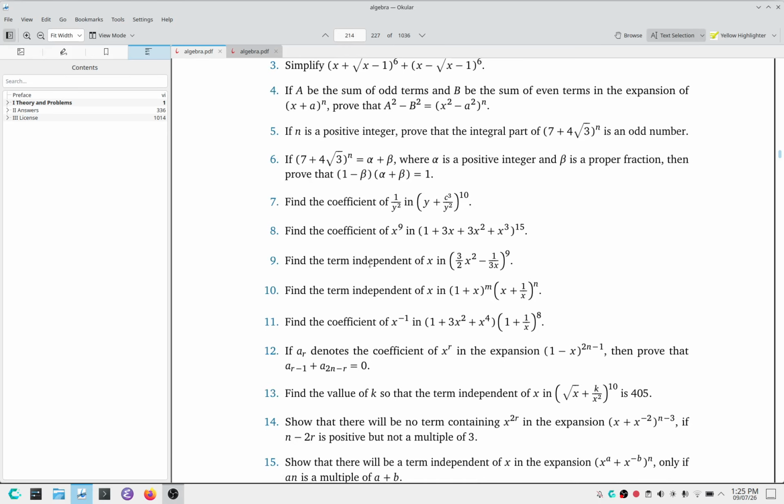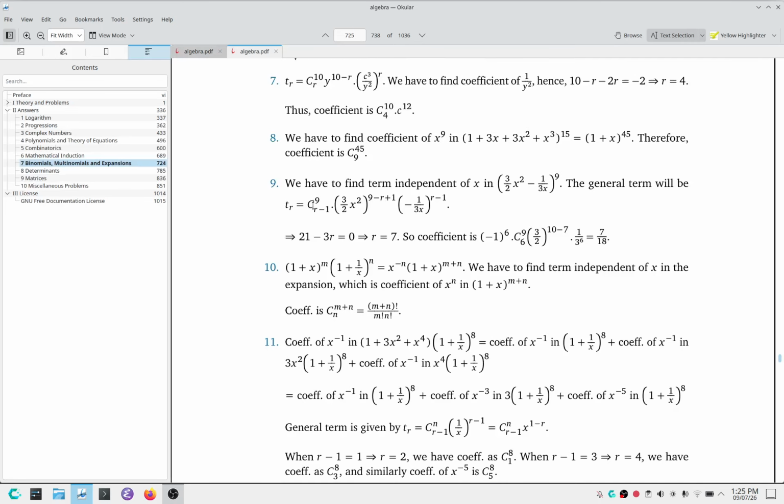Question 9 says that find the term independent of x in 3 by 2 x square minus 1 upon 3x to the power 9. So here we write the general term which is Tr plus 1, 9Cr, 3 by 2 x square to the power 9 minus r, times minus 1 upon 3x raised to the power r. Now if you see power of x here, it will be 9 plus 1 is equal to 10, 10 times 2, 20. 20 minus 2r. And this would be equal to 1 minus r because this is in denominator.